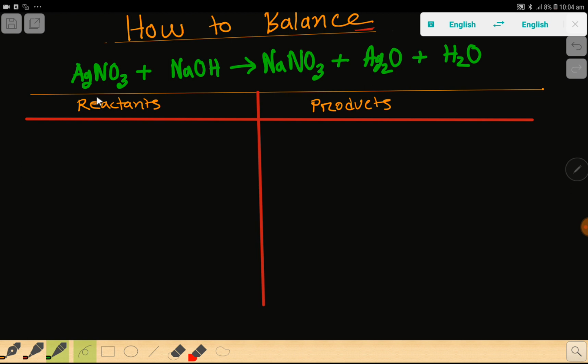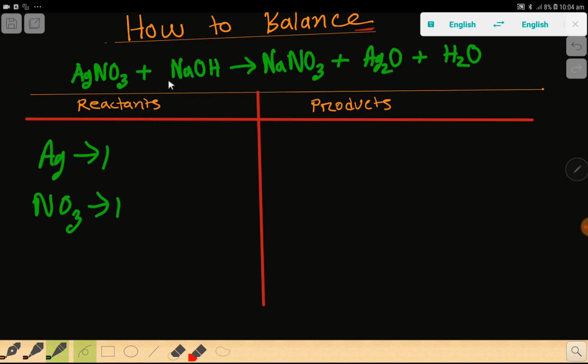So look, to balance this reaction, at first we have to draw a table like this. This is reactant side and this is product side. Now we need to calculate the number of atoms from both sides. So look, here in the left hand side we have silver, right? That is 1 here. Then we have NO3. Look, in the left hand side we have NO3, in the right hand side we have NO3. So we can consider this NO3 as a whole unit.